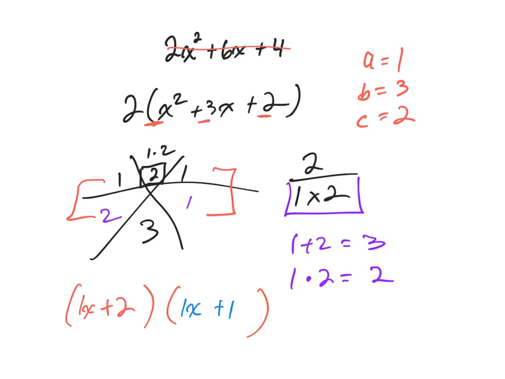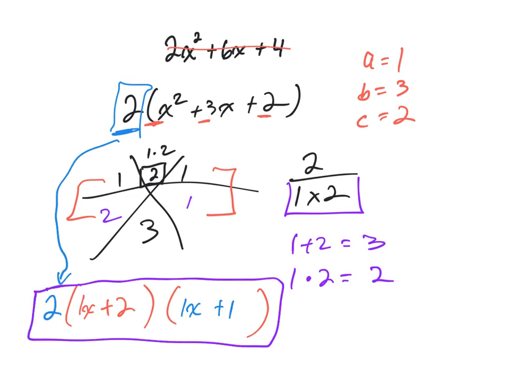I did have a GCF, so I need to make sure I bring that GCF down here and put it out front. This whole thing now is the factored form, okay? GCF being the 2, the factored form being the rest of it here. All right, let's do another example.